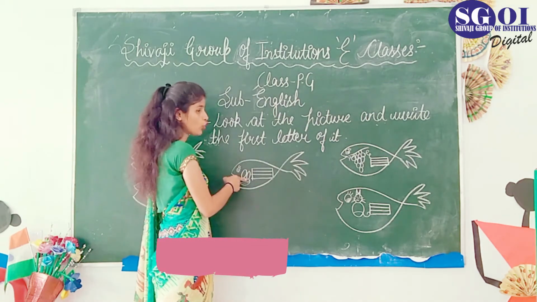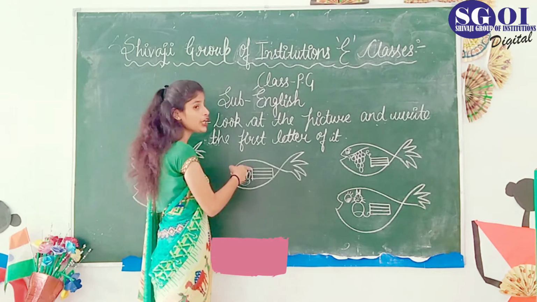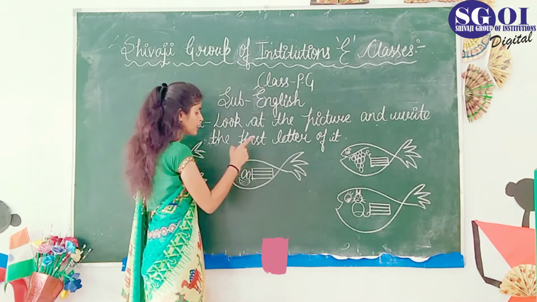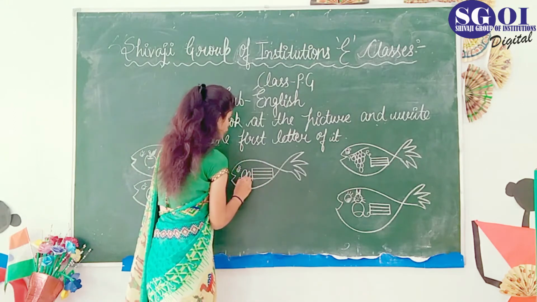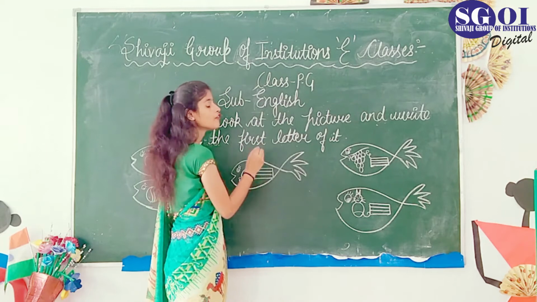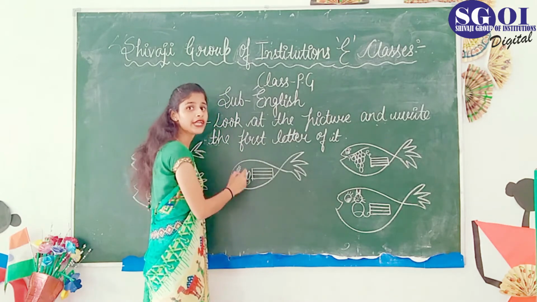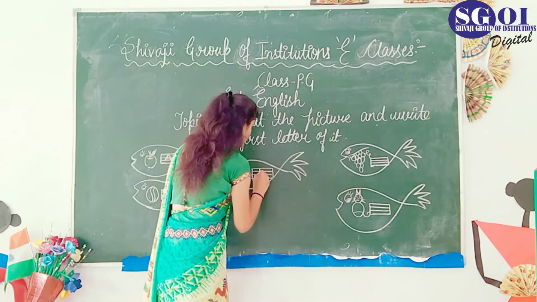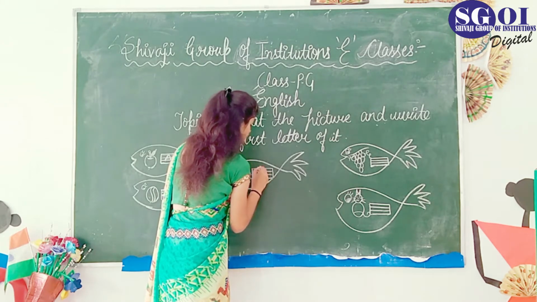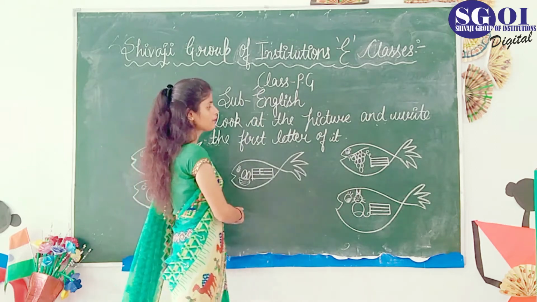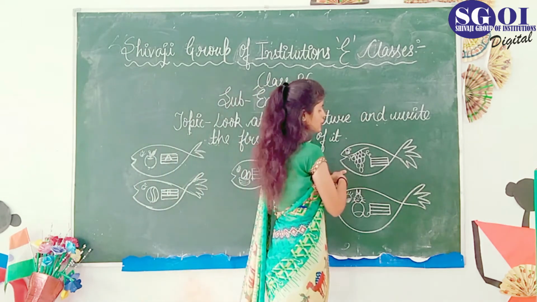And which picture is this? This is the picture of egg. E-double-G, egg. E for egg. So we write over here the first letter of egg. E for egg, just like this. Okay.